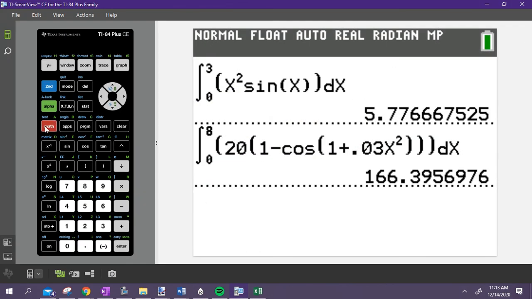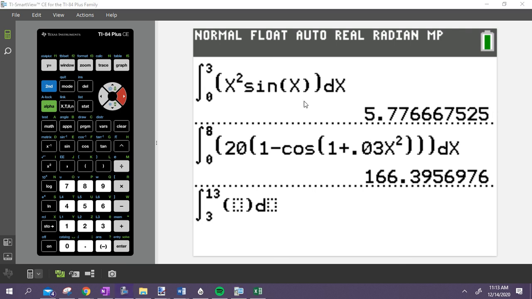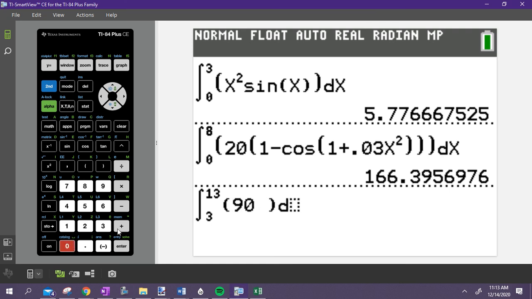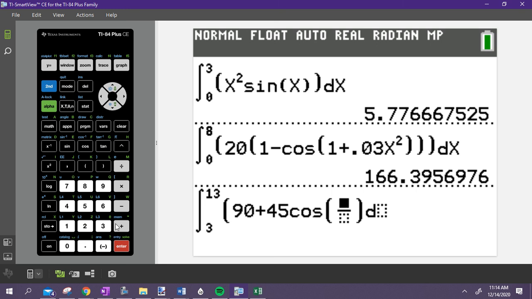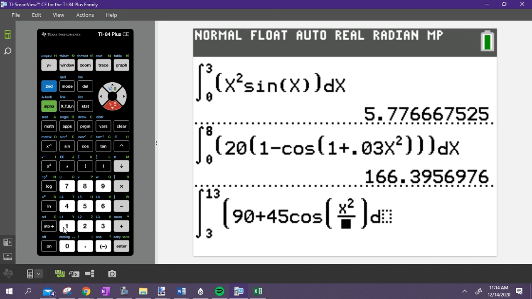So in my calculator here, I'm going math 9. I'm integrating from 3 to 13. Then I'm going to type this equation in. It goes 90 plus 45 cosine t squared over 18. I hate typing that in. I screw it up all the time. So I go alpha F1, and I'm going to click on the fraction button. If you type it in as a fraction, you won't screw it up. So where it was a fraction on my paper, I'm just going to leave it as a fraction on here. X squared over 18.